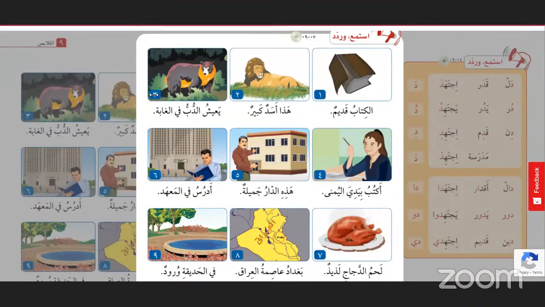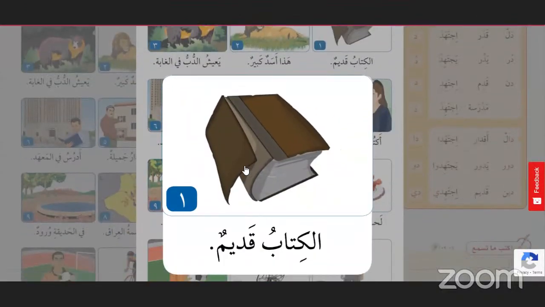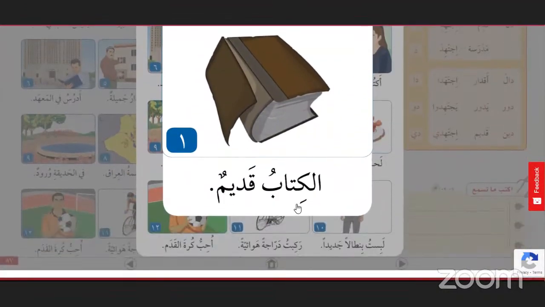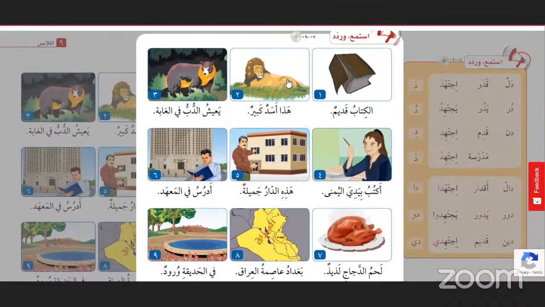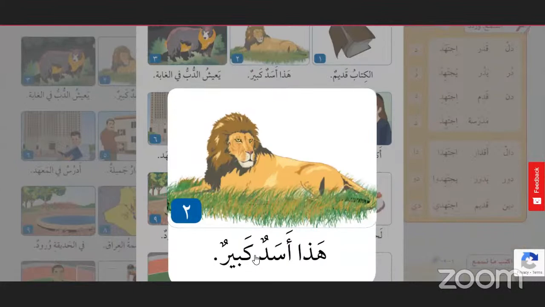Mrs. Denny, are you with us today? Yes. Go ahead. Read the first sentence, please. Al-kitabu qadim. Excellent. What's the meaning, Denny? The book is old. Okay. Now, the students who've raised their hands, I'm going to ask you one by one. Ali, go for the second one, please. Let me play the audio first.